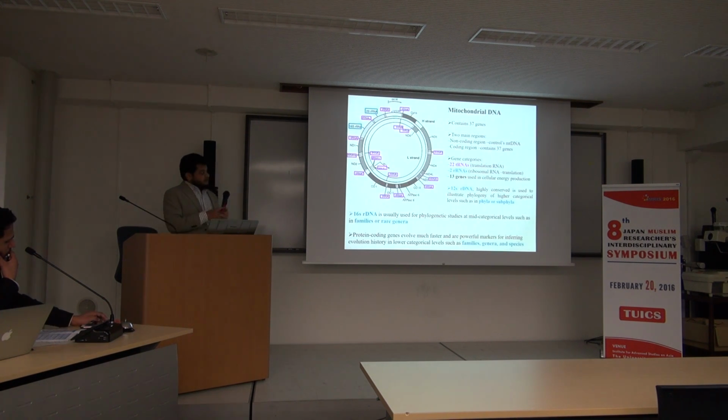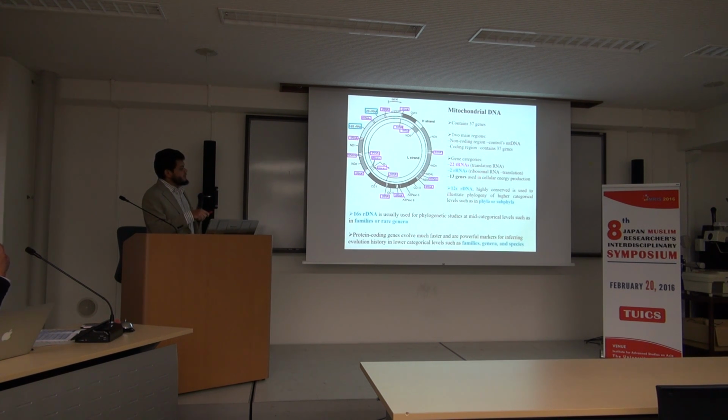This is the typical sketch of mitochondrial DNA. It has two regions: one is the coding region, another is non-coding. And there are three types of genes in the mitochondrial DNA. One is transfer RNA, another is ribosomal RNA, and another type of gene is used in cellular energy production.